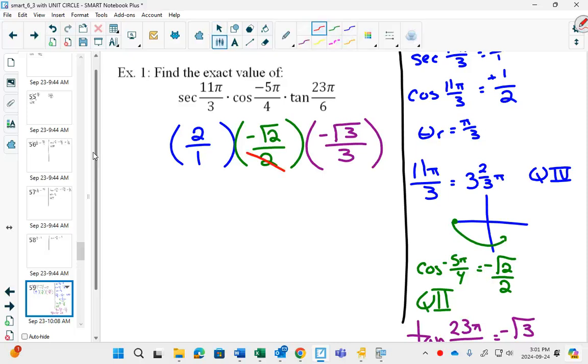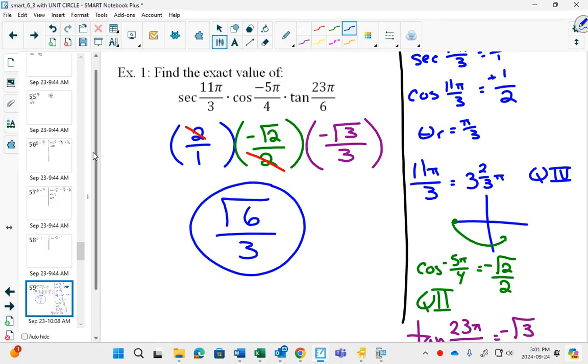And you see that these 2's would simplify to 1 over 1. And the negative times the negative, that'll be positive. Root 2 times root 3 is root 6. 1 times 3. There's the final answer. Root 6 over 3.